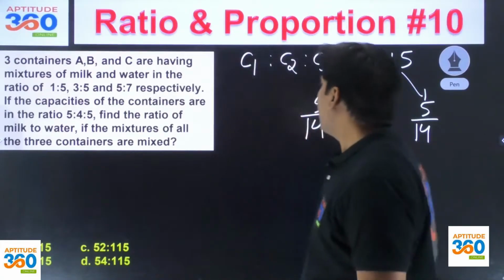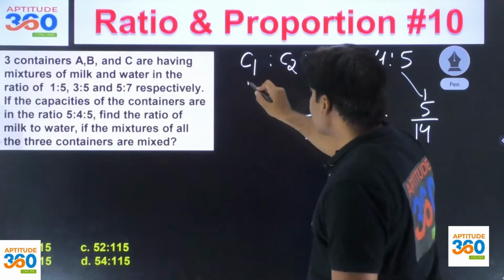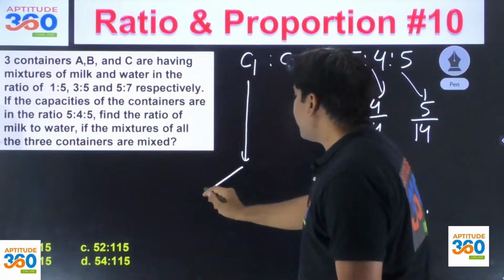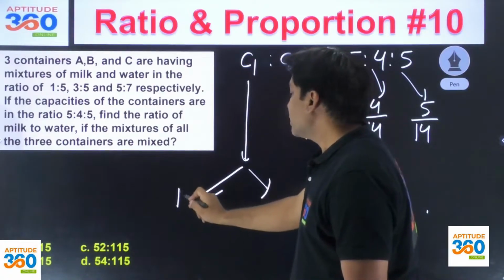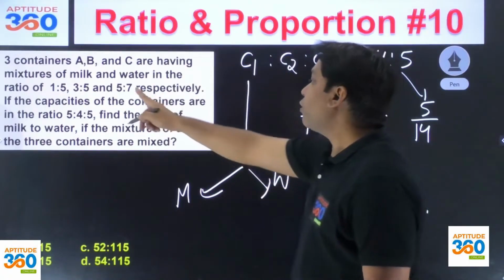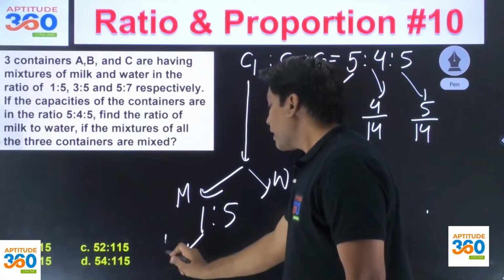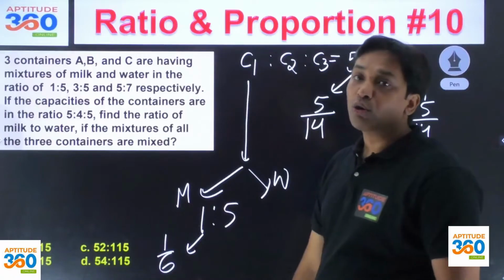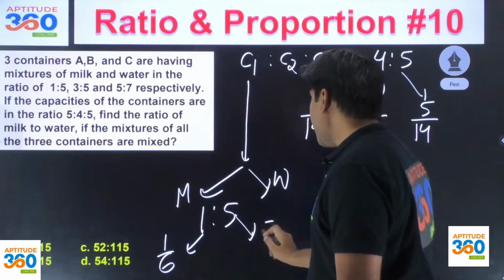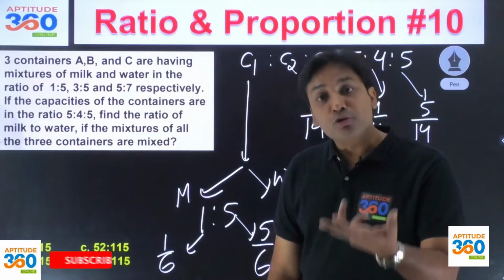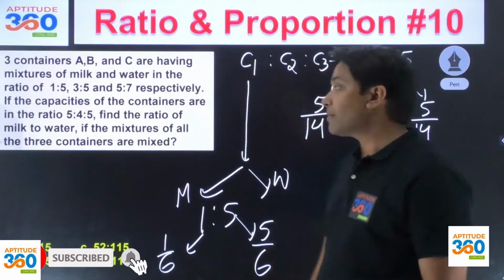And if that happens, then again in the first container it says that milk and water are in the ratio of 1:5. Now what does this 1:5 mean? Milk will be 1/6 of the total and water is going to be 5/6 of the total. So the number that you are trying to find out should also be a multiple of 6.